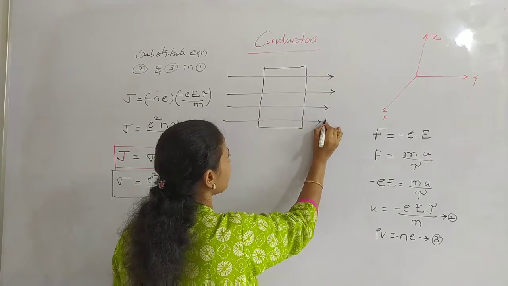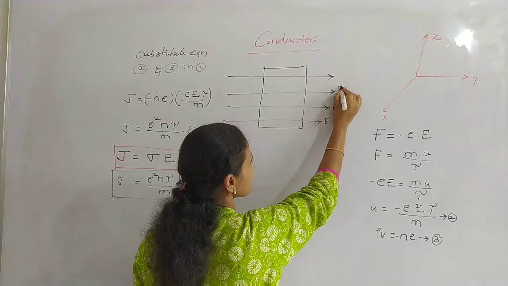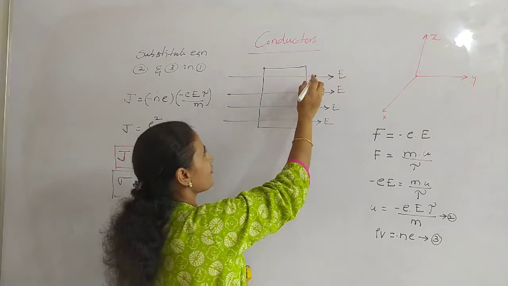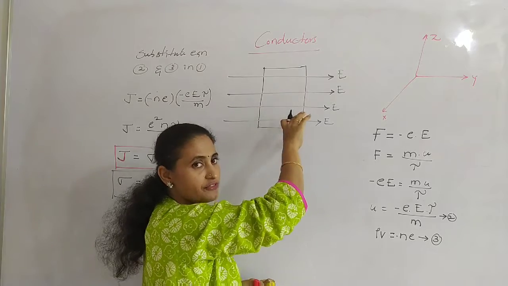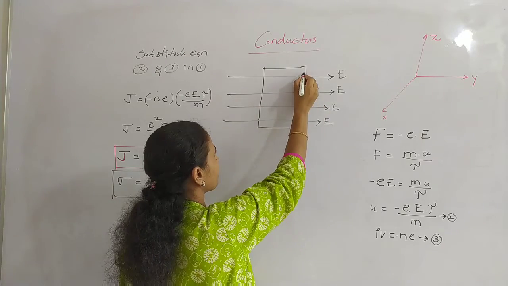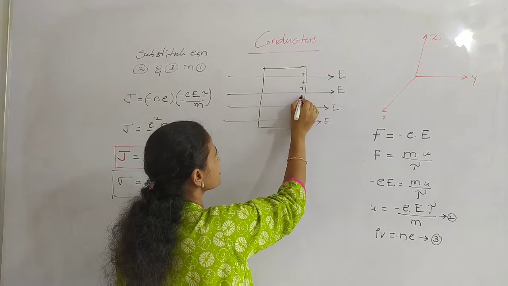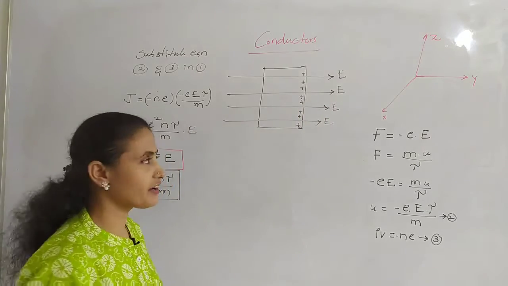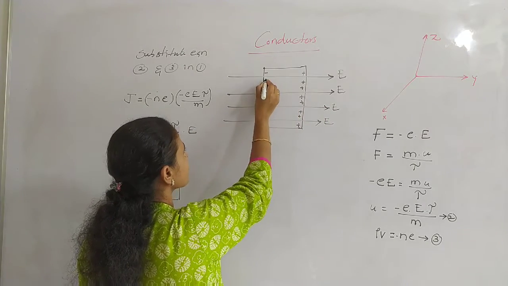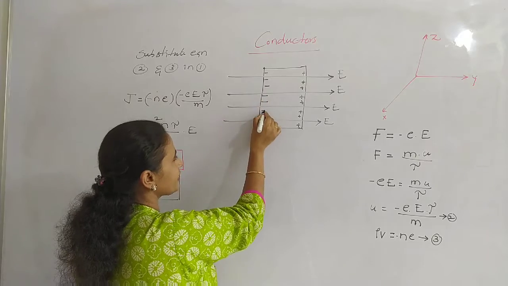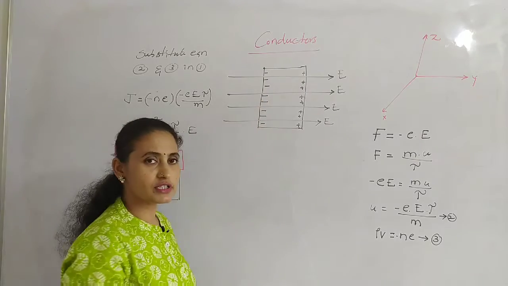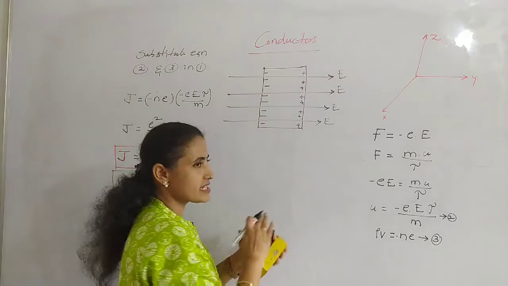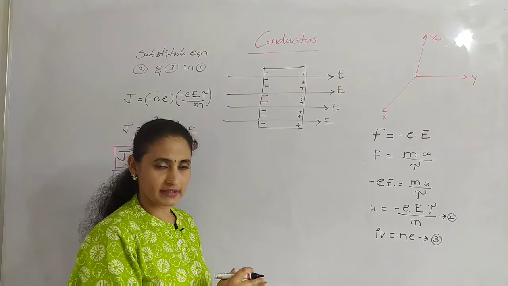As soon as the electric field is applied on the conductors, all the positive charges move towards the surface and in the direction of the electric field, and the negative charges move in the opposite direction of the electric field. So all the charges will come onto the surface of the conductor, first thing.